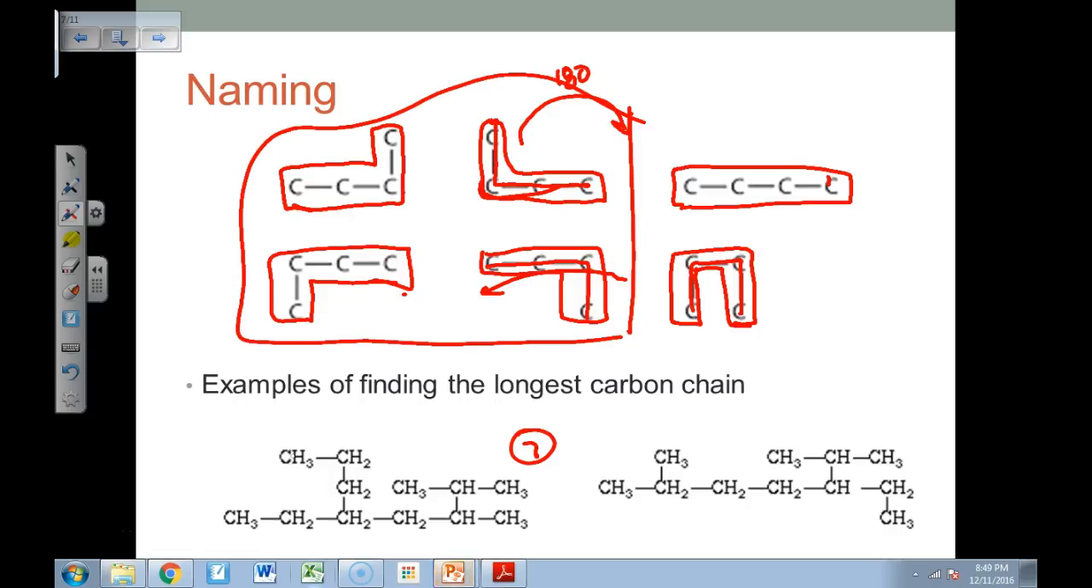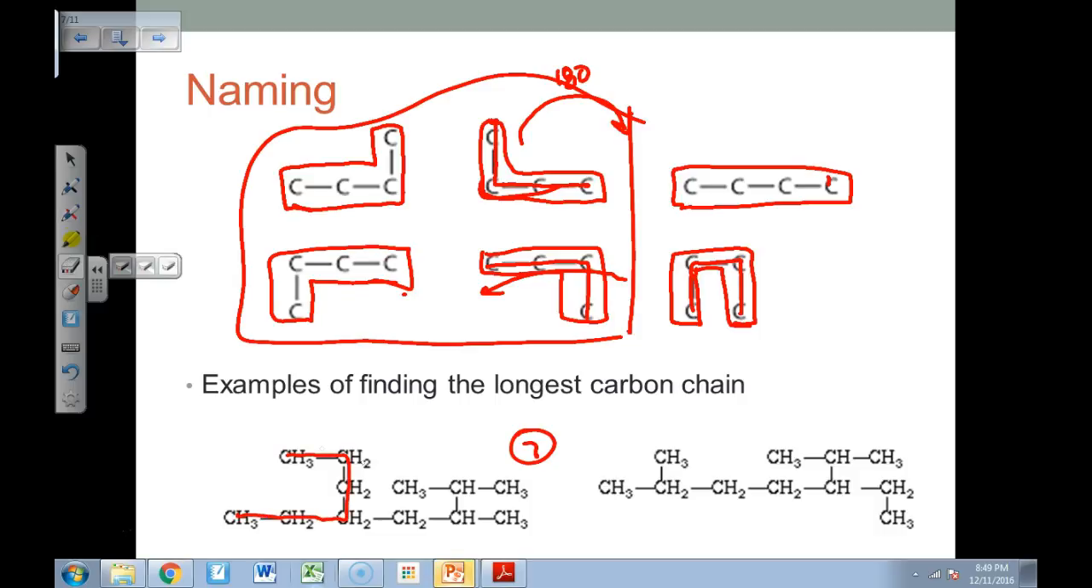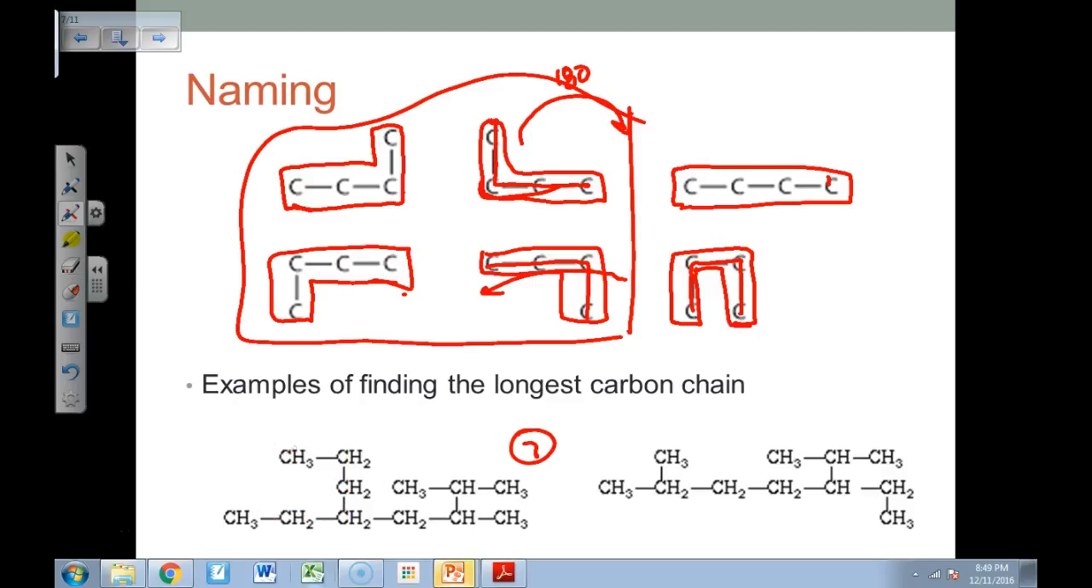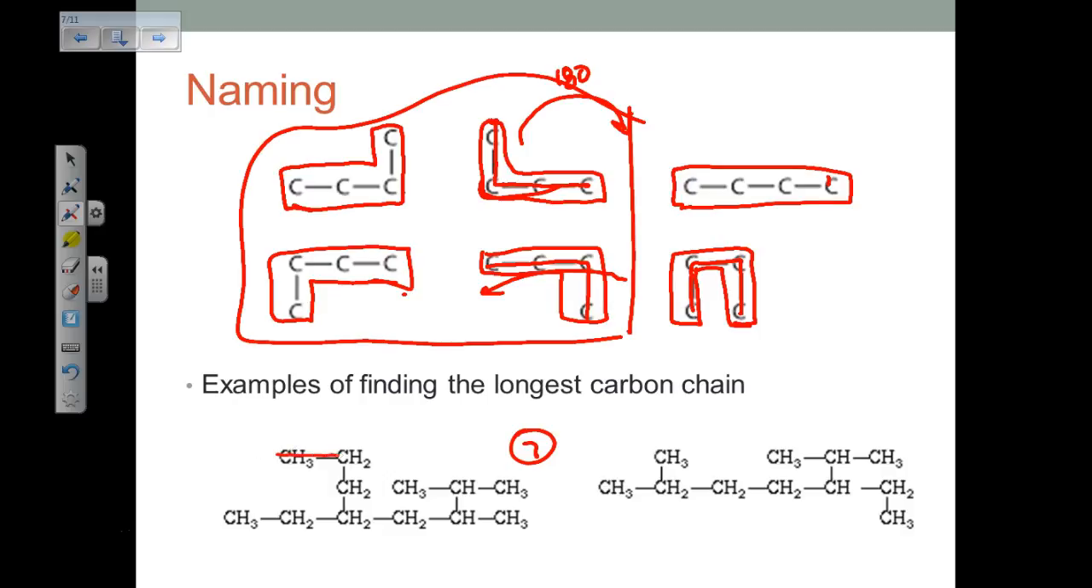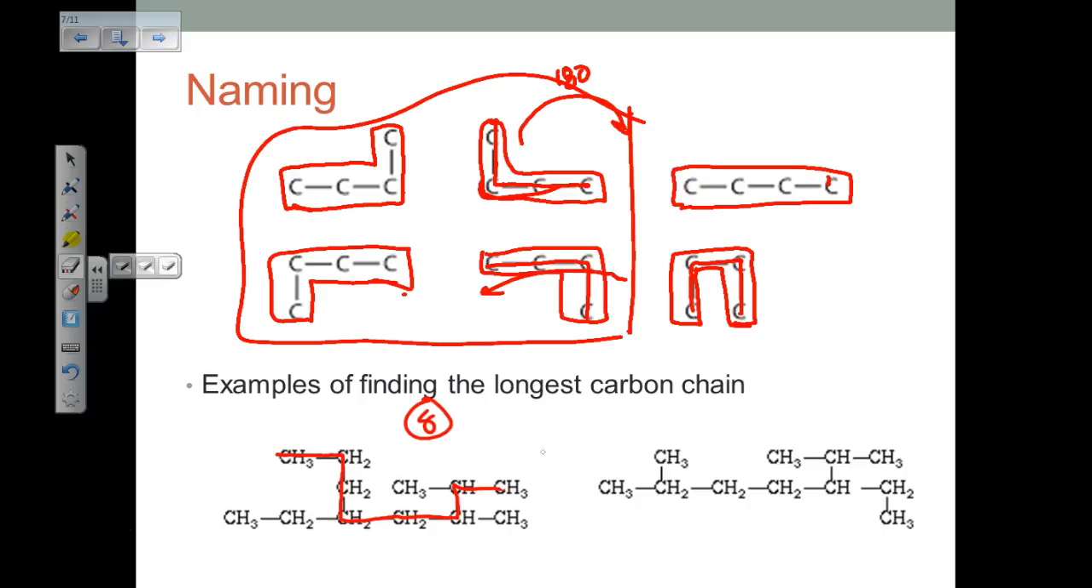Now let's try, what if we start up here? What if I go 1, 2, 3, 4, 5, 6? Not 6. That's not good. Okay, you can see where I'm probably going with this though. Once you see it, it's hard to unsee. But I go 1, 2, 3, 4, 5, 6, 7, 8. That, folks, is the longest carbon chain. And that's where we want to go with it.